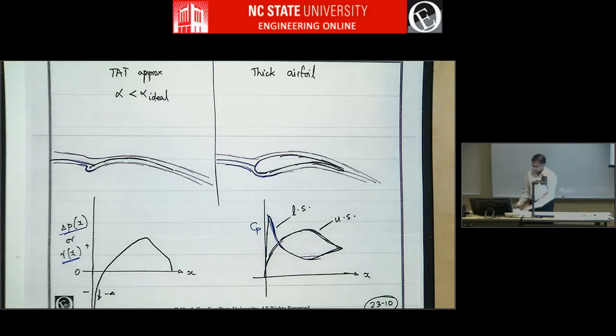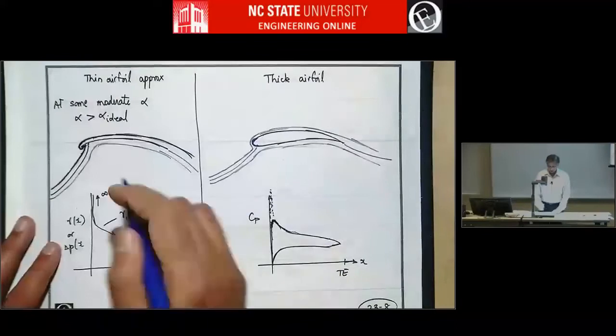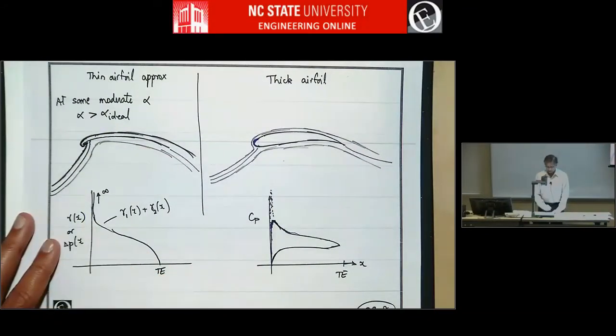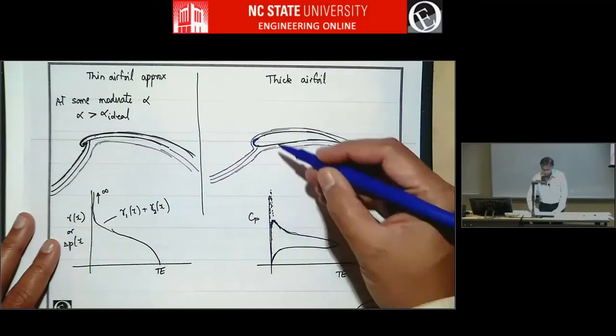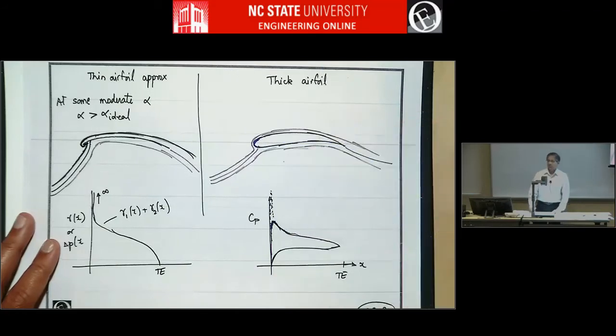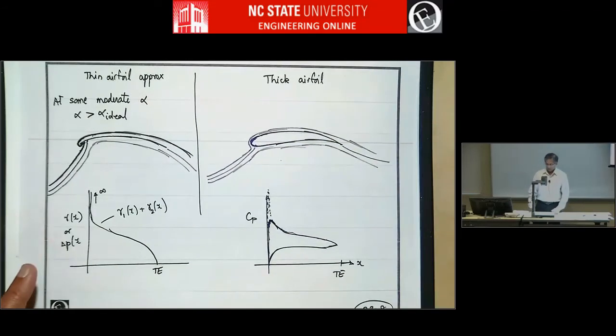And exactly the opposite condition is when alpha is much greater than alpha ideal. We saw this two pages back. Here the upper surface has a suction peak, and so the upper surface will lose laminar flow. But in a thick airfoil, it won't happen.